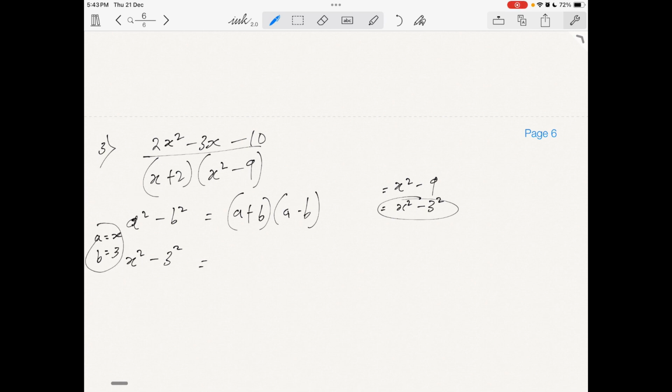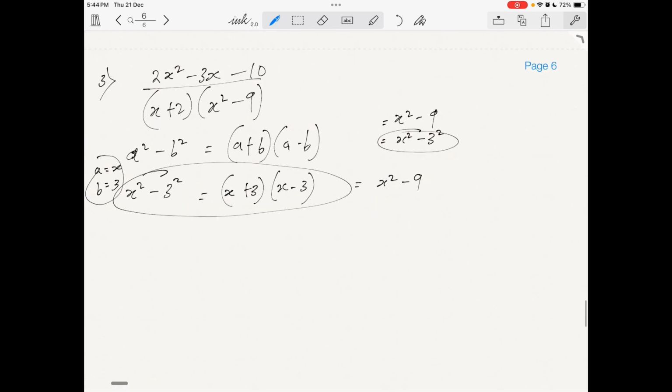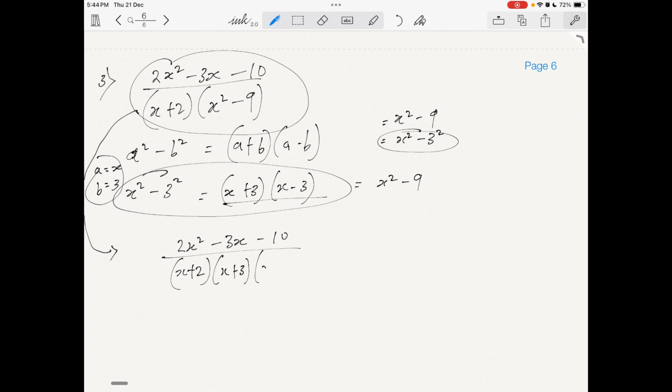Okay, and definitely if my a is x, that will be x plus 3, and my a, which is also x, will be x, and my b, which is 3, x minus 3. So now since I have this, which is equal to x squared minus 9, right? Definitely I can rewrite this entire question as 2x squared minus 3x minus 10 divided by x plus 2 into my x squared minus 9, which can now be rewritten as this, right? So into x plus 3 and x minus 3.